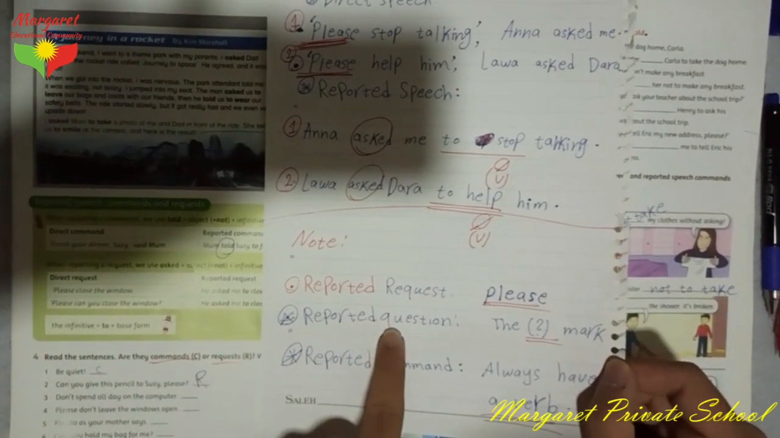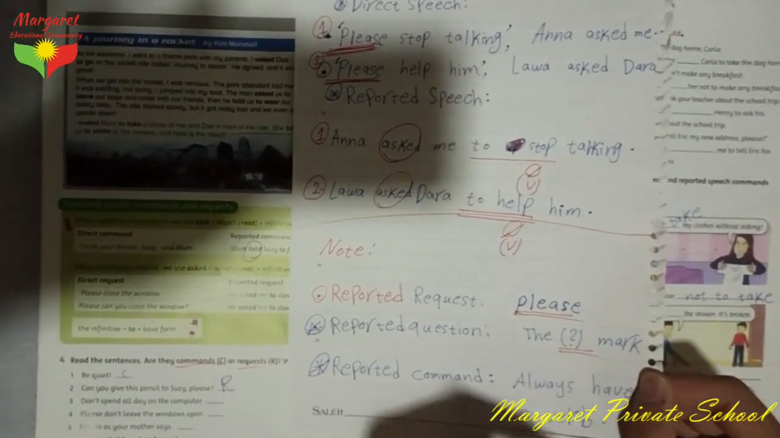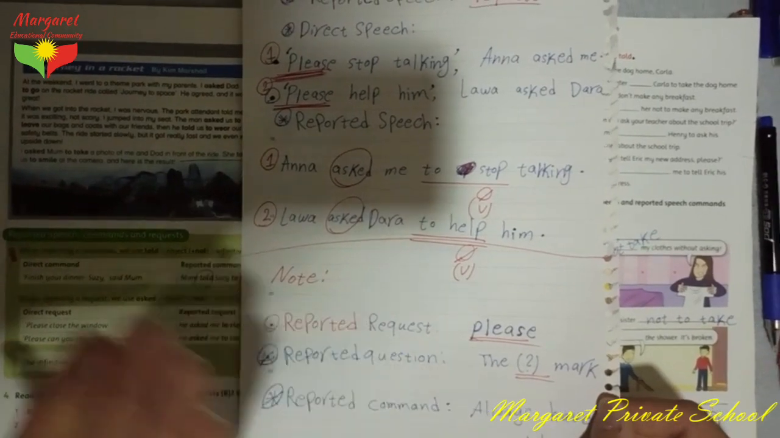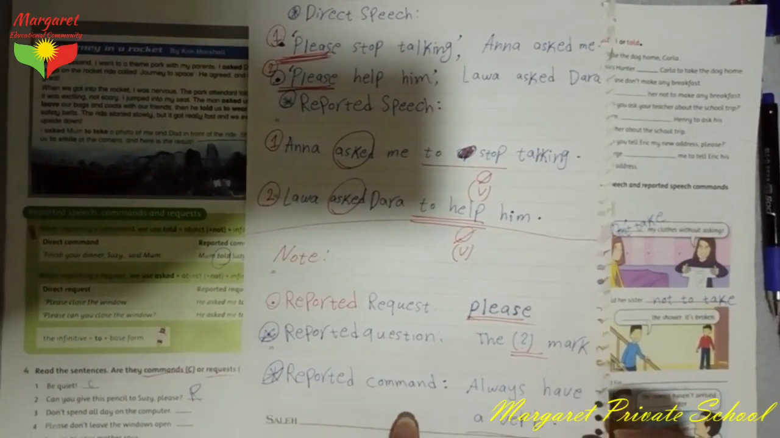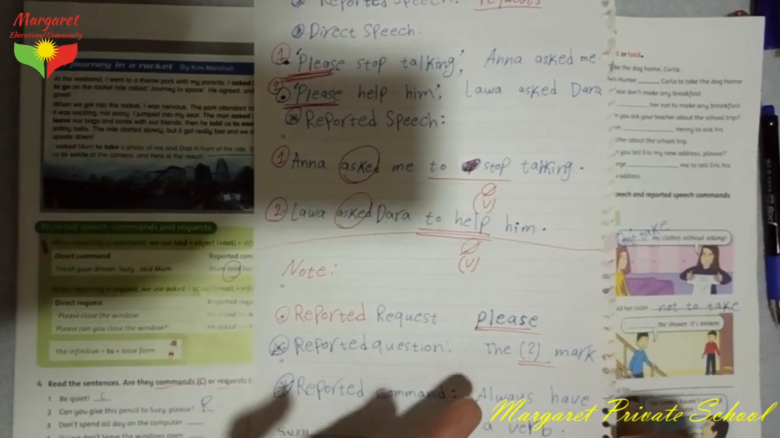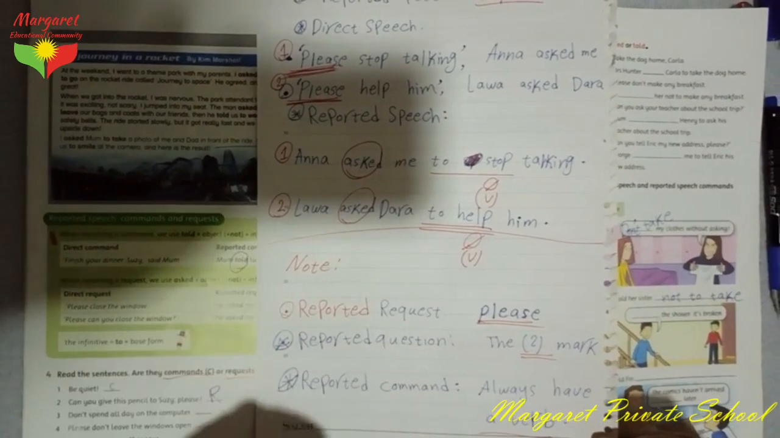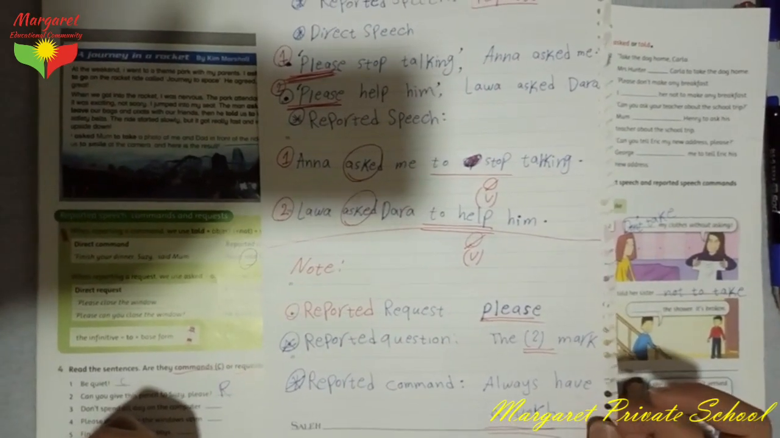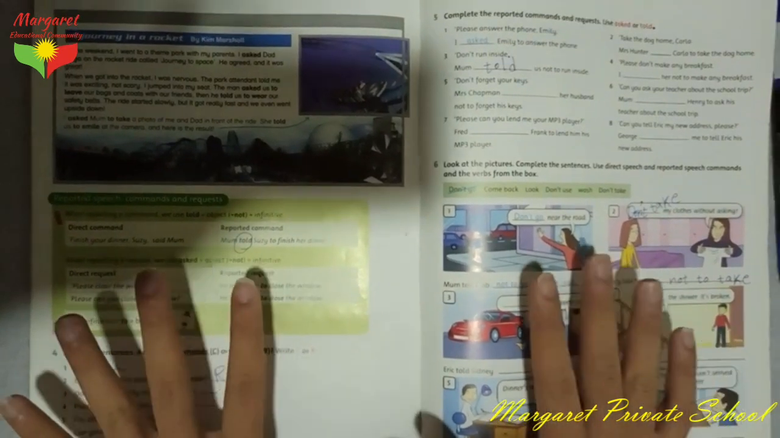Reported speech question, we recognize it with a question mark, as I told you just now. When we see the question mark, then we know it is a question sentence. Reported speech command. How do we recognize command? When a sentence starts with a verb, we immediately say that it is a reported speech command. Okay, guys. So I hope you all understood reported speech.